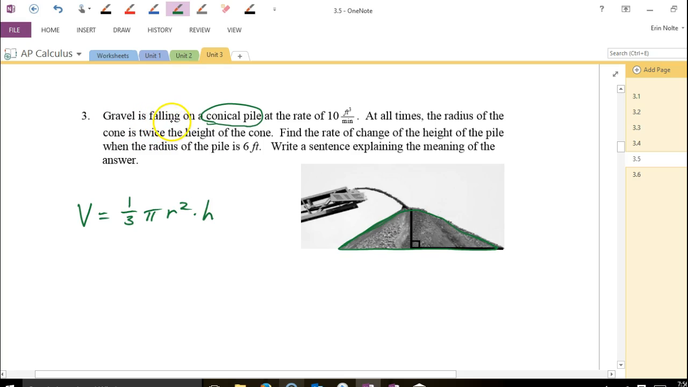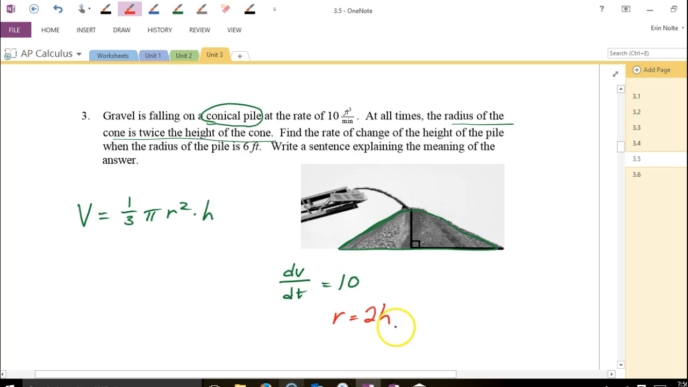Okay, so it says the gravel is falling on the conical pile at a rate of 10 feet cubed per minute. So that's going to be my dV/dt. And I should think about its positivity or negativity right here. It's adding to the pile, so it's going to be a positive rate. At all times, the radius of the cone is twice the height of the cone. So that's an interesting piece of information. We can say the radius is equal to twice the height.